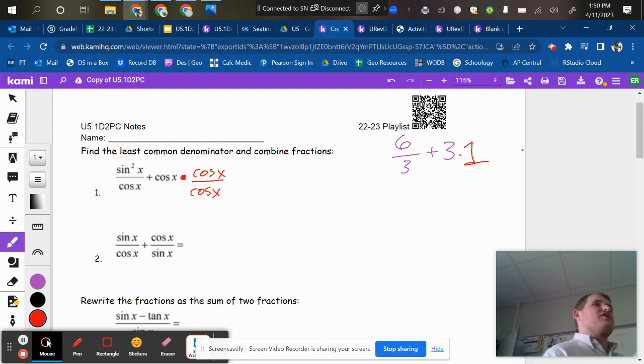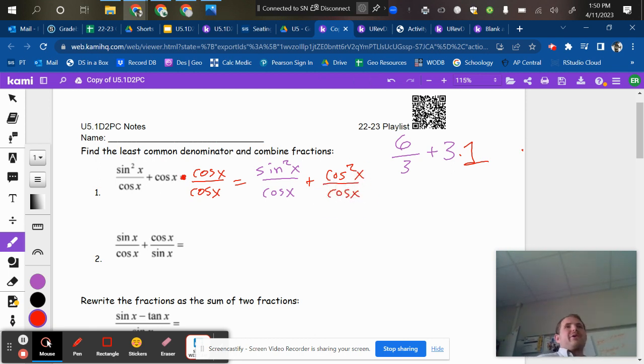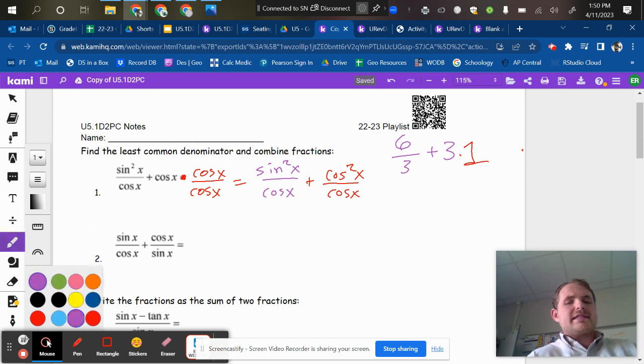Try to see the parallels to just normal fraction work. Now there's just trigonometric functions in it. So we've got sine squared divided by cosine plus cosine squared over cosine. Okay. Now can I add them? Yes, I can. I get sine squared plus cosine squared on top.